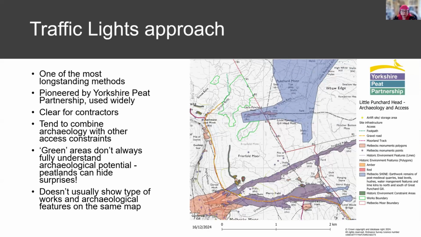So I said I was going to talk about some good examples of things that happen. This is kind of the standard. This is the traffic lights approach. The reason why this is so widespread in peatland restoration is it's developed by one of the early peatland partnerships up in Yorkshire. And one of the managers from that partnership is Tim Tom, who is a co-author of Conserving Bogs, the Management Handbook, second edition, which is a bit of a Bible for peatland restoration. And so he put the methodology that he was used to into that book.